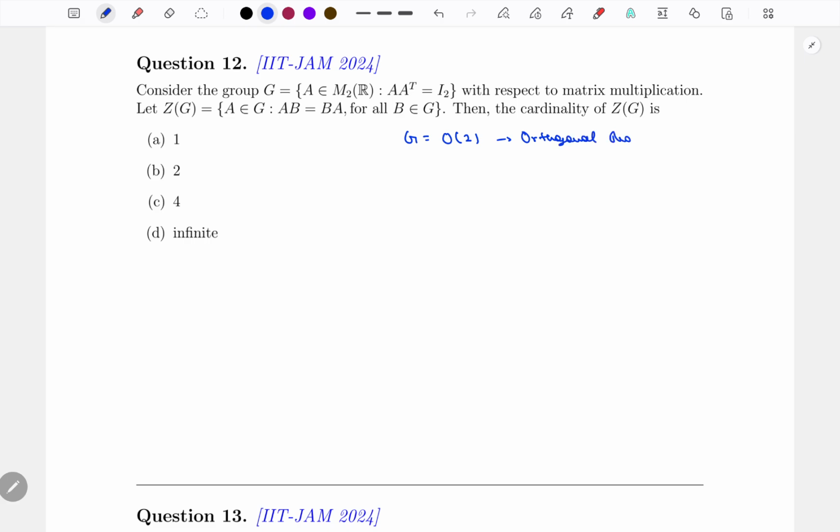And orthogonal matrices have a very important topological property, that these have 2 connected components.